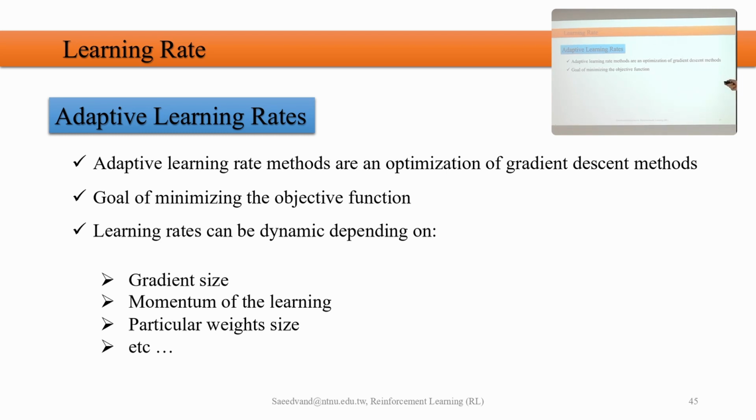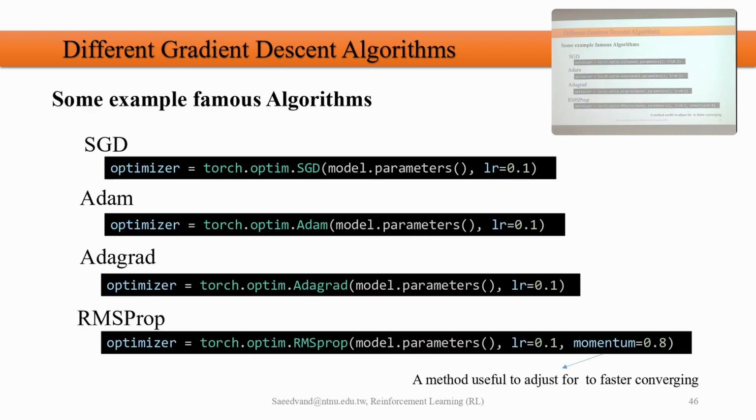We can say adaptive learning rate methods are a kind of optimization of gradient descent methods, and the goal is minimization of the objective. Adaptive learning rates can be dynamic, based on the gradient size, the momentum of the learning, and the size of particular weights, and so on. These are elements that can have an effect.